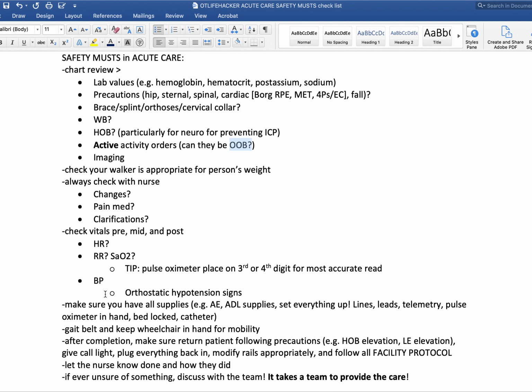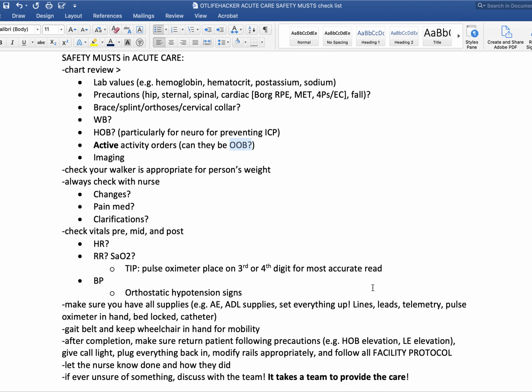Set everything up. Sometimes you'll need to ask the nurse for help, especially in the ICU. They may have PICC lines, the GI tube, the arterial lines. You've got to make sure you communicate with the nurse to ask, hey, can we have that adjusted? And the oxygen tank, if they have an oxygen tank, make sure that you have the mobility device so that you can move the oxygen tank with you.